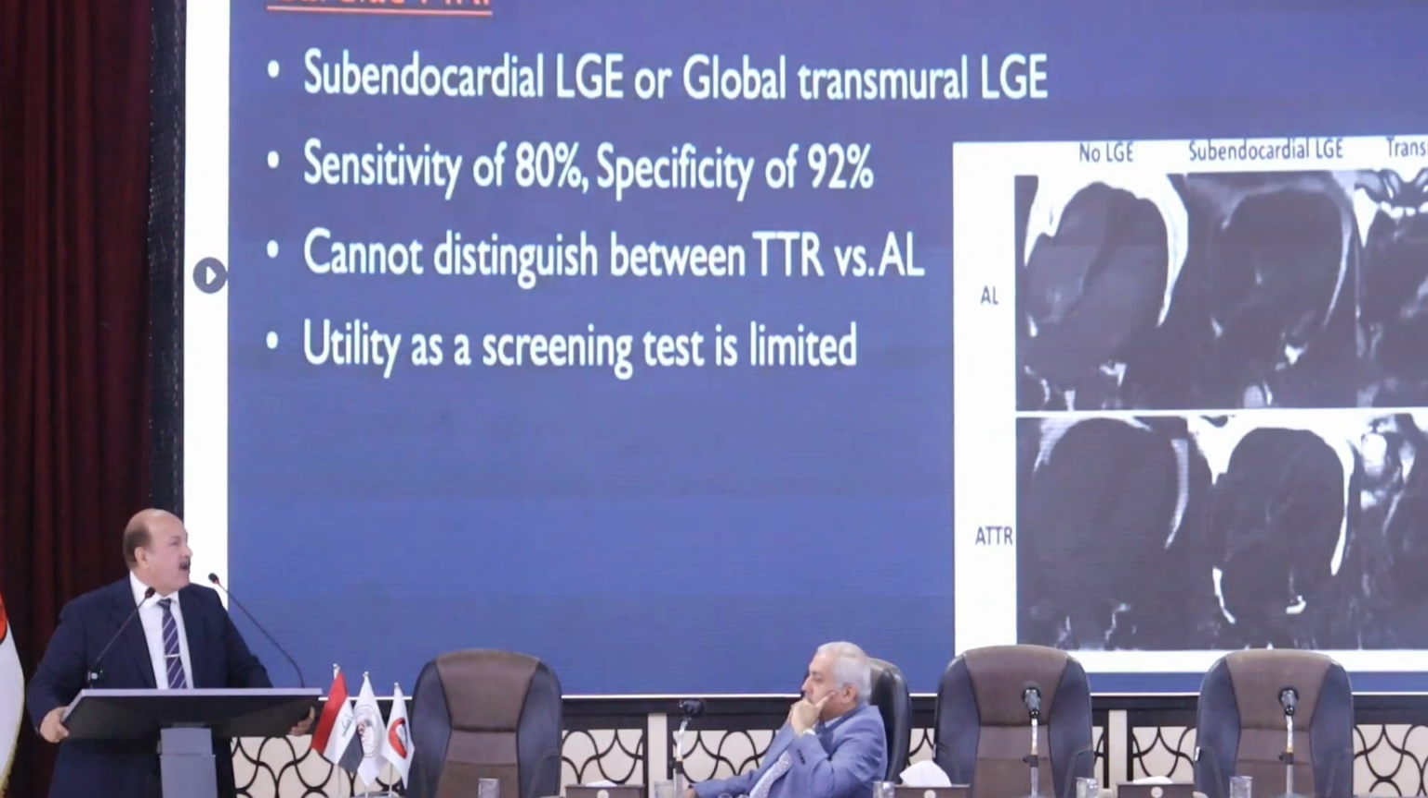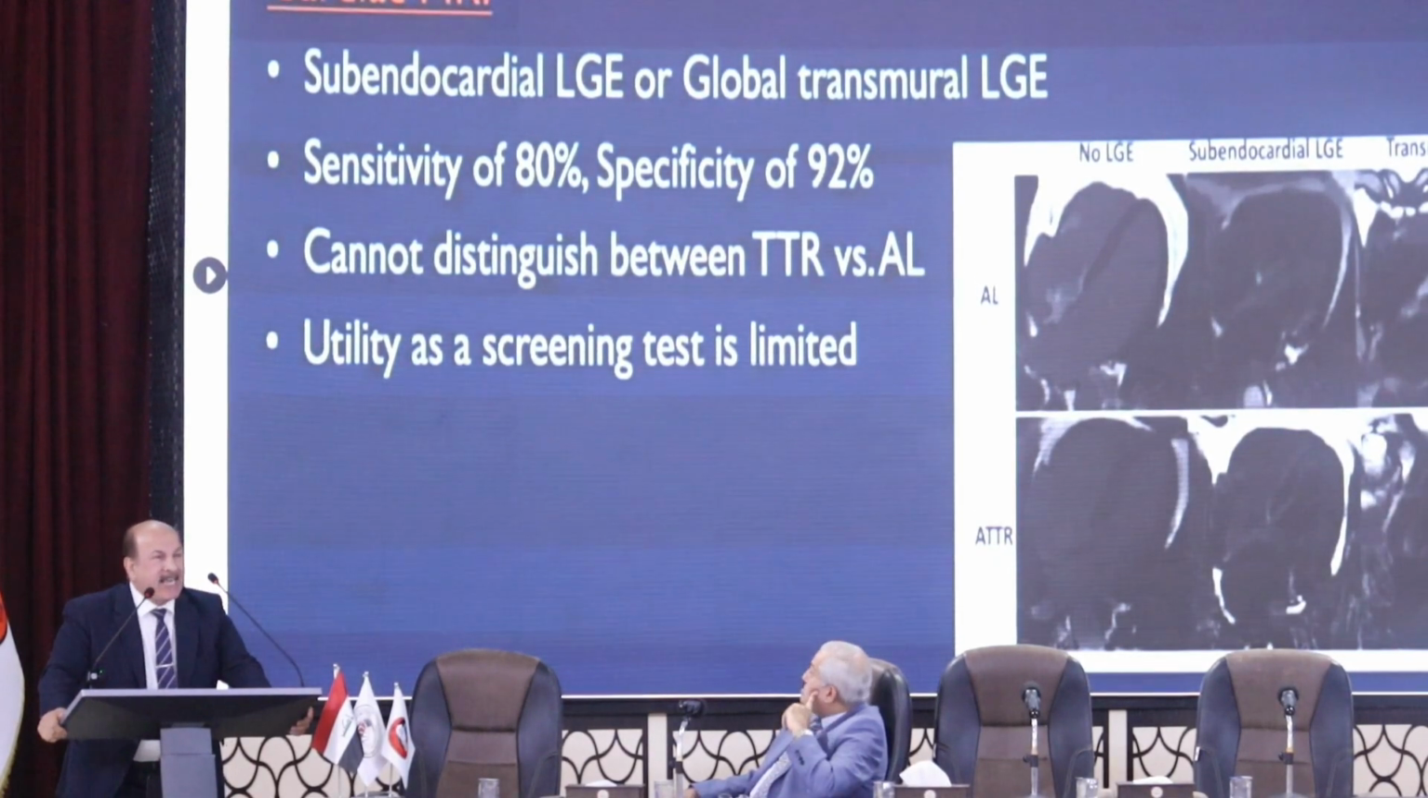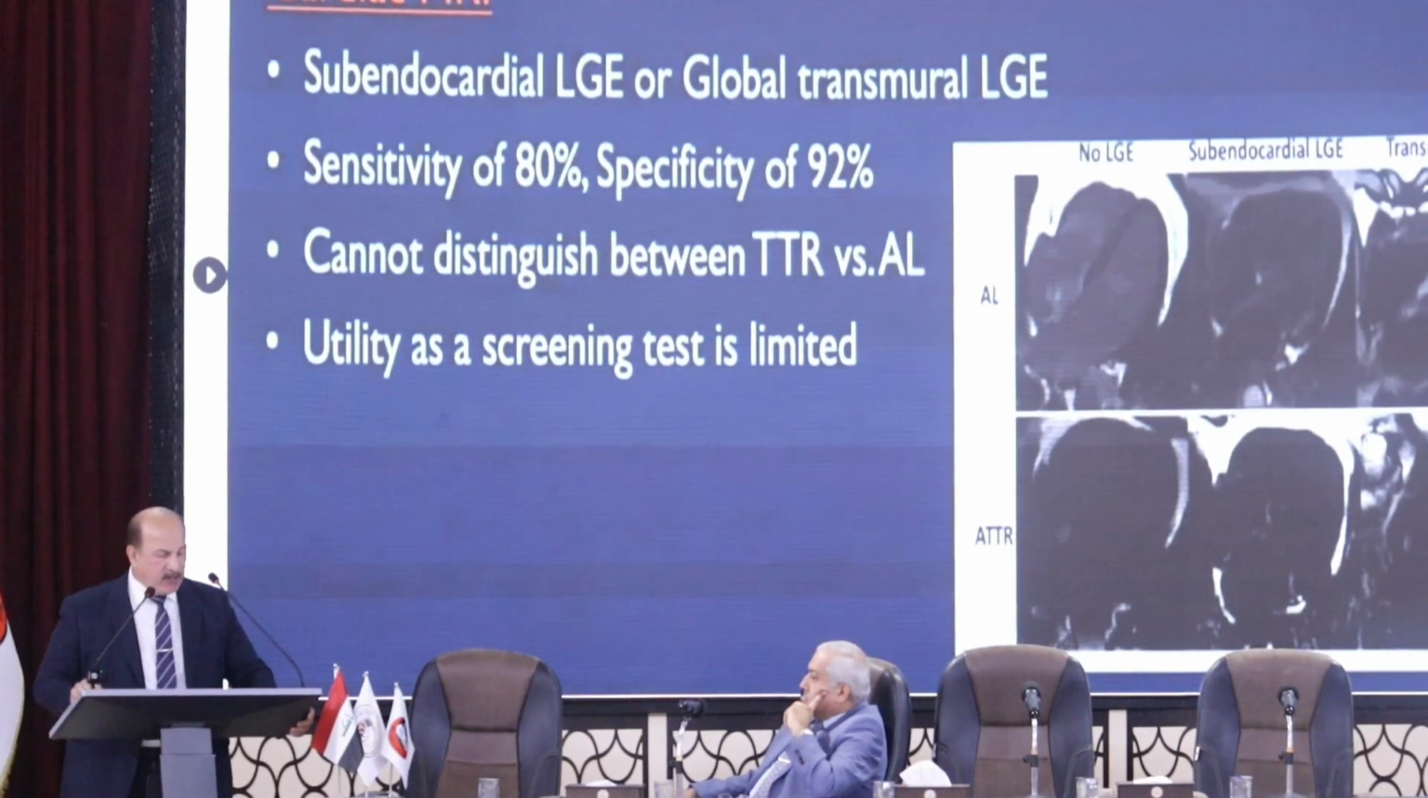Sometimes we may need cardiac MRI, and the MRI will show what's called subendothelial late gadolinium enhancement, which is a characteristic feature of cardiac amyloidosis.